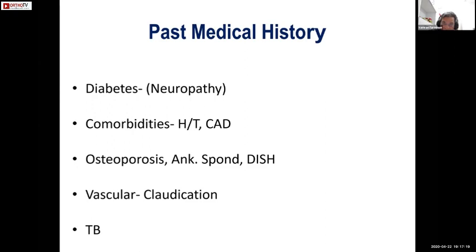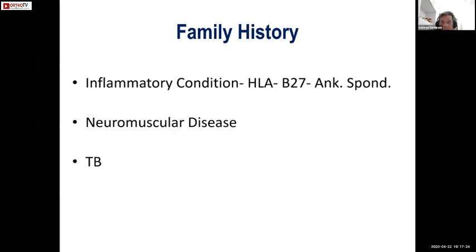In the family history, you have to ask about inflammatory conditions like HLA-B27 positivity because of ankylosing spondylitis, and keep in mind that they may have a familial history. So we should be keeping that in mind to rule out some kind of inflammatory disease. Neuromuscular diseases also have a hereditary and genetic predisposition, so ask about that, as well as a family history of TB. So I think from the history point of view, these are the things that we need to keep in mind.